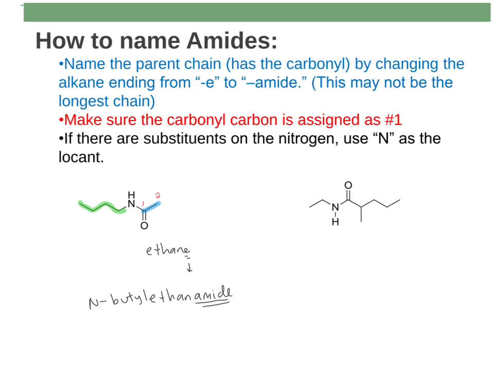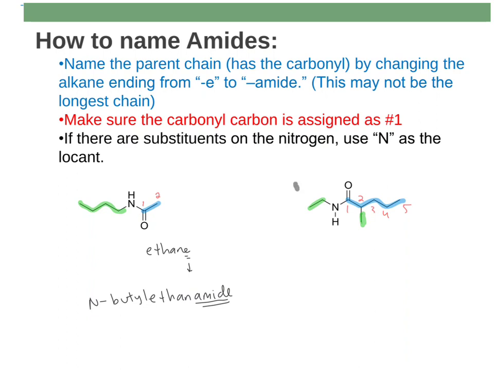Same thing, I'm going to find the longest carbon chain with my carbonyl carbon. That would be this one right here. Carbon number 1 is going to be where the carbonyl is. So that's 1, 2, 3, 4, 5. And then I name my substituents. It looks like I've got a methyl coming off at carbon number 2, and I've got an ethyl coming off of my nitrogen.